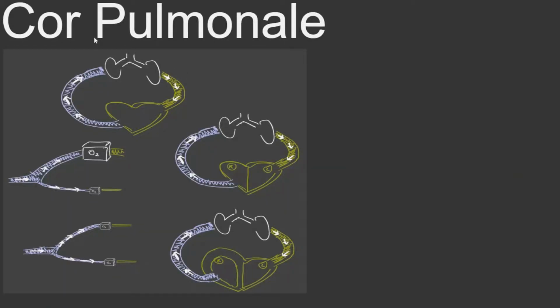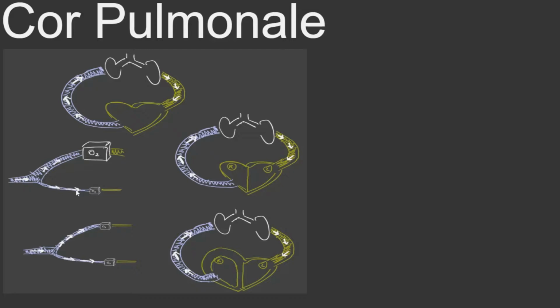Cor pulmonale means right-sided heart failure. Before saying how this happens, I'll talk a little bit about how the lungs work. The heart pumps blood to the lungs. The arteries that go to the different parts of the lungs will change size depending on how much oxygen is available at that part. If there's less oxygen, then the artery shrinks in diameter.